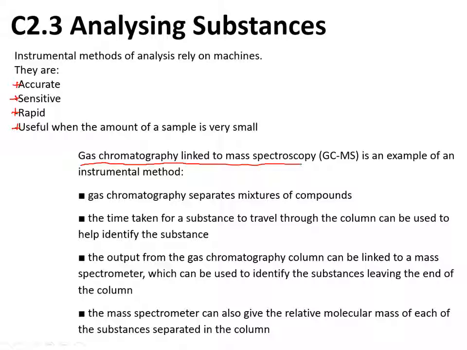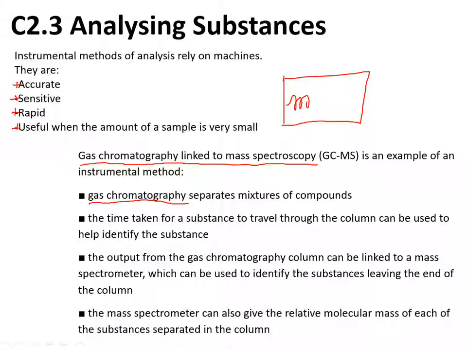Now you need to know about this thing called gas chromatography and how it's linked to mass spectrometry. Gas chromatography is used to separate mixtures of compounds, and it is similar to paper chromatography in that it relies on substances moving through a machine in this case, rather than paper.